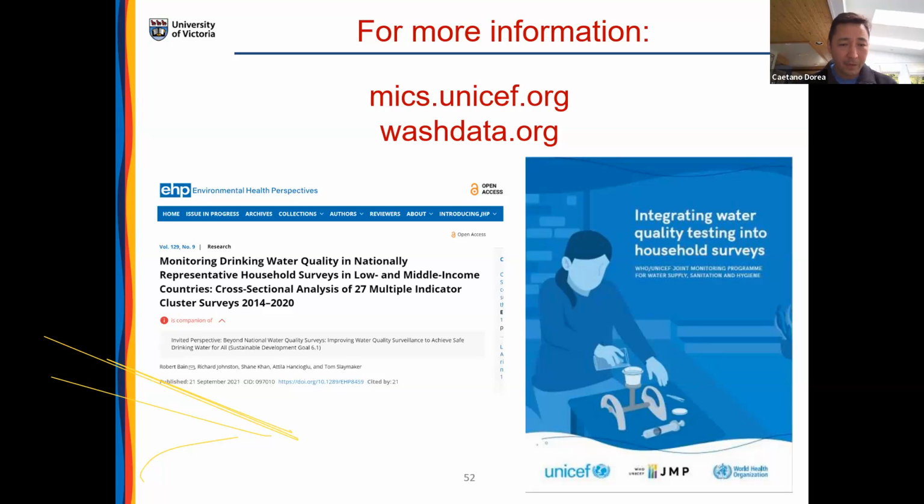And these are 2 publications by the JMP. One is about the experience of using this water quality testing in 27 mixed surveys, and a PDF that talks about integrating these water quality testing into household surveys.